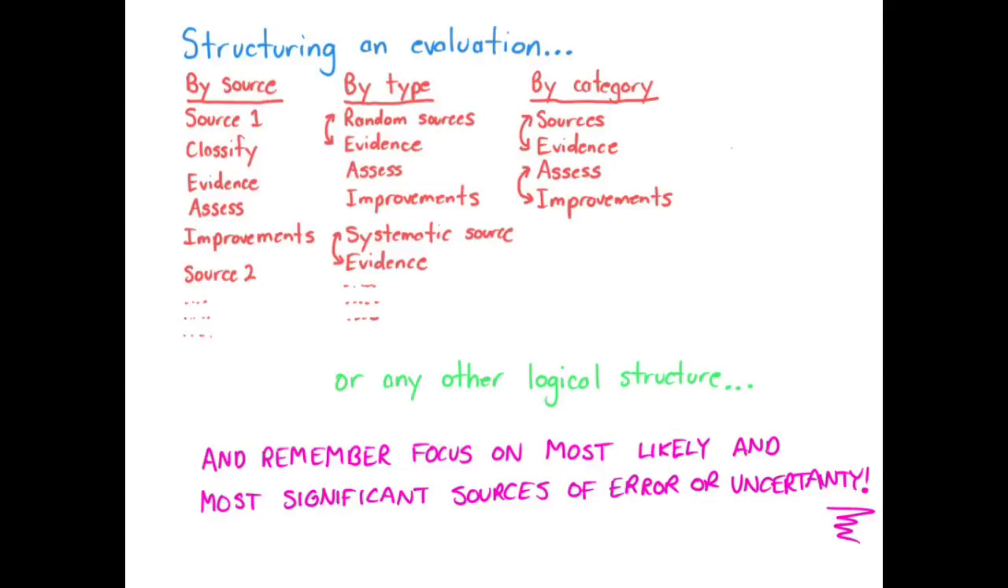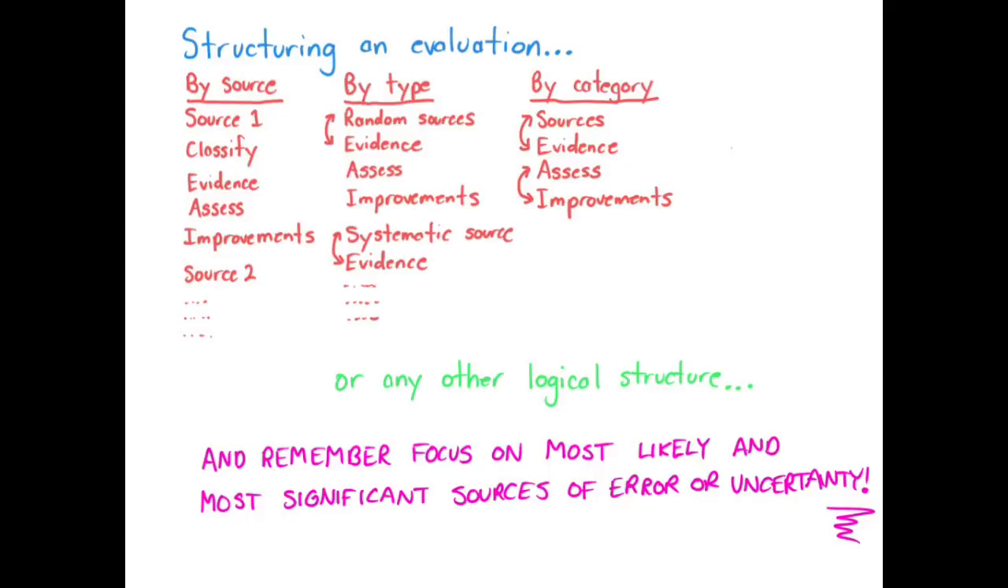So finally, a few ways about how we might structure an evaluation. So we might do it by source. So we might talk about one source of error, classify it as random or systematic, talk about the evidence from our results that shows that type of error, make an assessment about whether it's affecting our precision and or accuracy, and talk about how we might improve it and minimise the effect of that error or eliminate that error or improve our experiment. And then we might move on to source 2 of error and go through a similar process. So we go through and evaluate by source. Obviously, we'd probably want to have a balance of random and systematic errors if we do it that way.